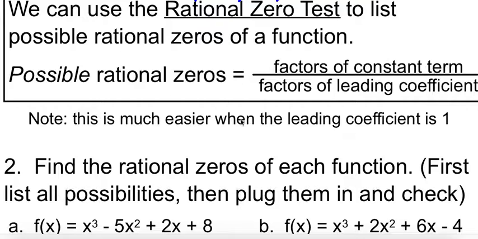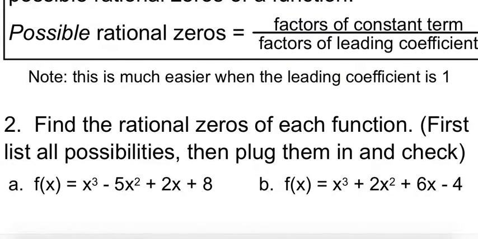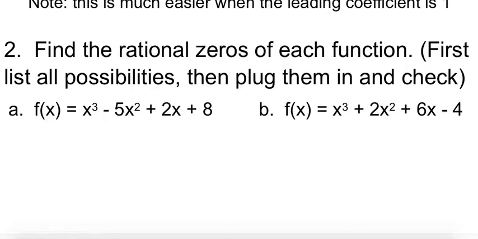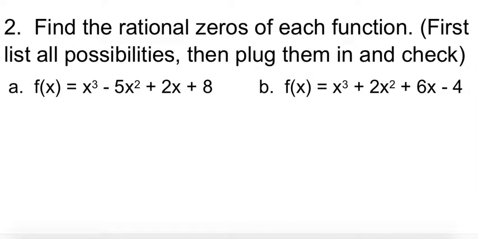This is way easier when the leading coefficient is 1. And when it's not 1, it just explodes the number of possible rational zeros. So we're going to do an example here. We're going to find the rational zeros. First, we're going to list all the possibilities, and then we're going to plug them in and check.